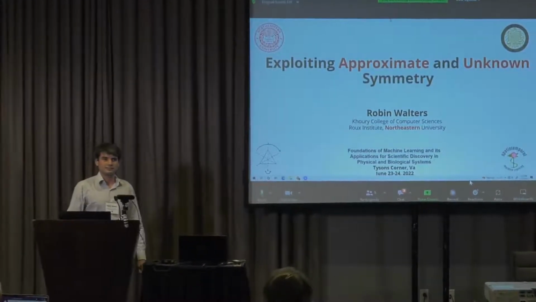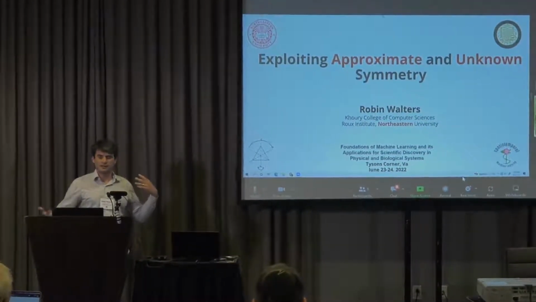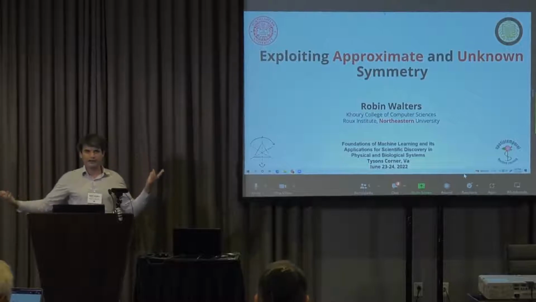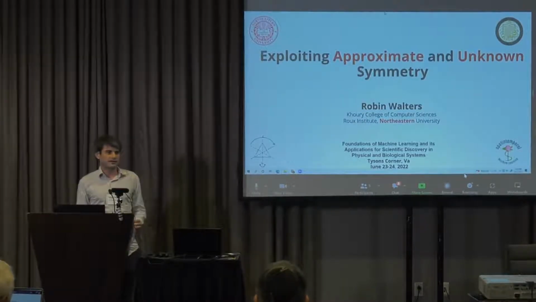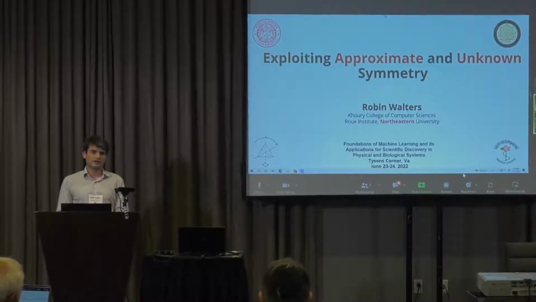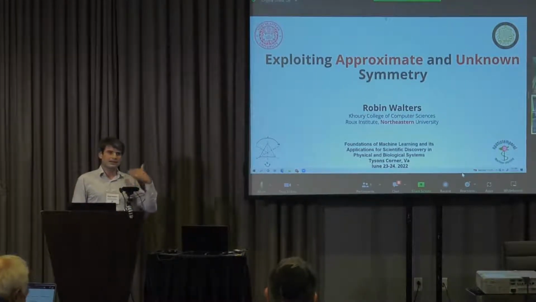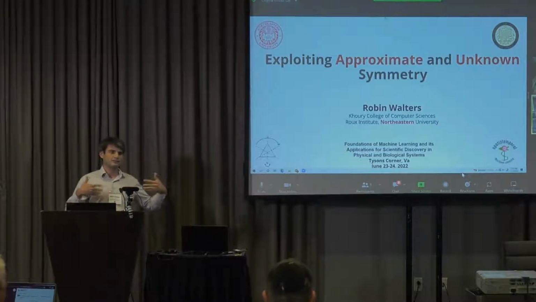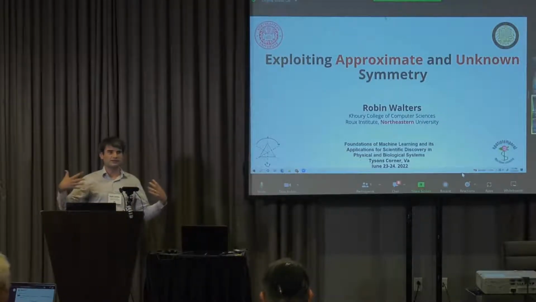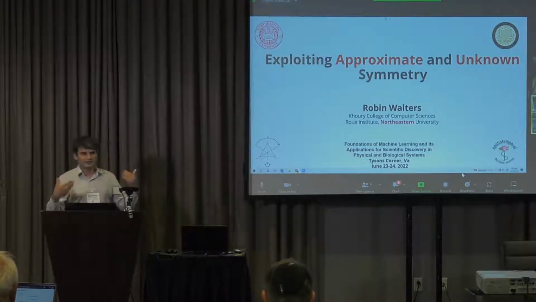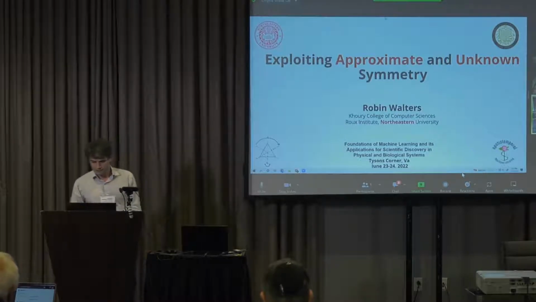Approximate and unknown symmetry. Broadly, I work a lot on equivariant neural networks, which are very effective but use a very strong inductive bias of knowing exactly what the symmetry is in the problem. I want to talk about how to extend that to slightly weaker inductive biases, where there is some symmetry or something like that we can still take advantage of.